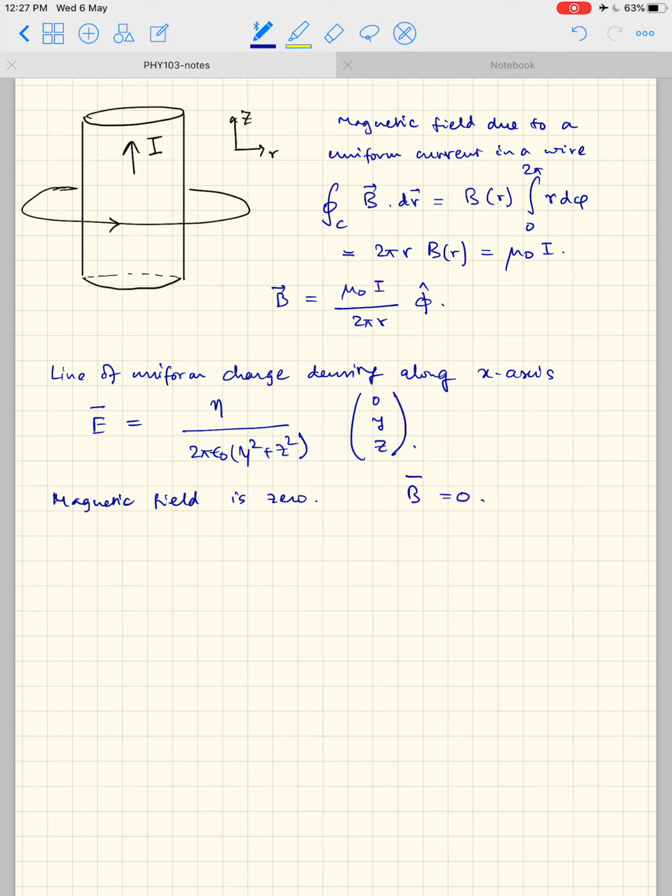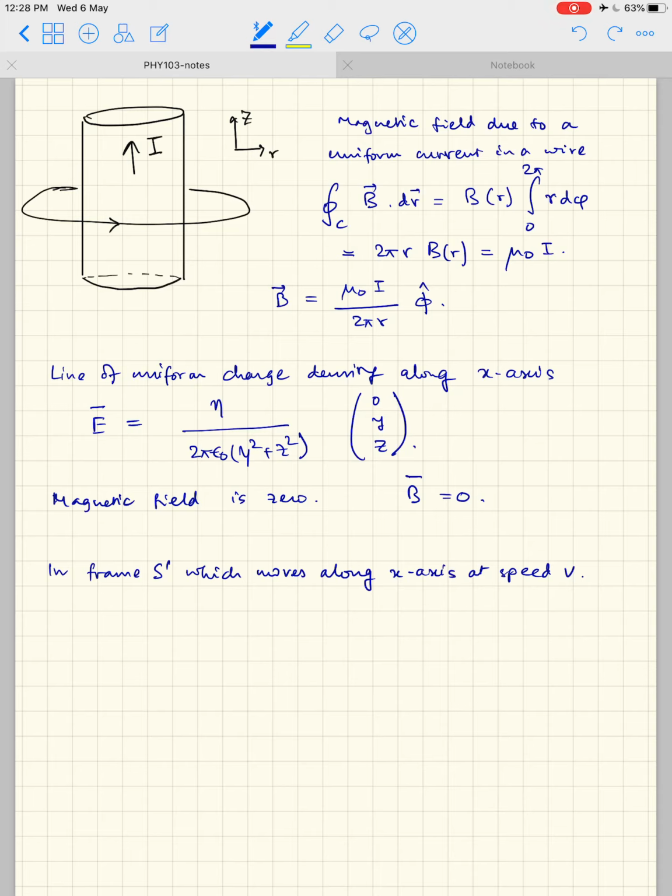Now we want to look at this from the perspective of an observer who's moving with the speed v in the direction x, which is parallel to the wire, in frame S prime, which moves along x-axis at speed v. So now there is going to be a change. Now what did we see?